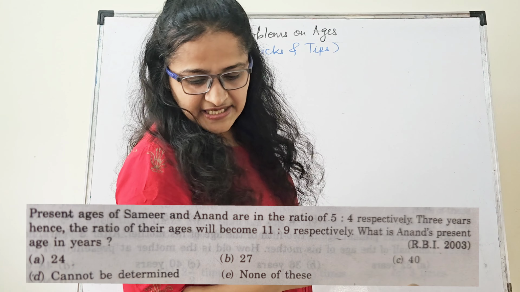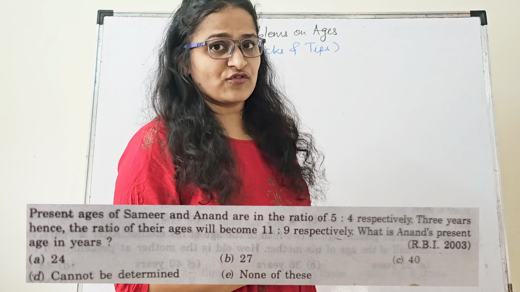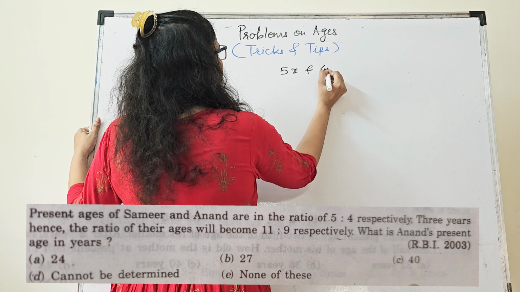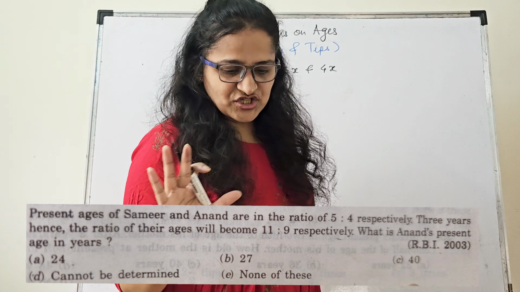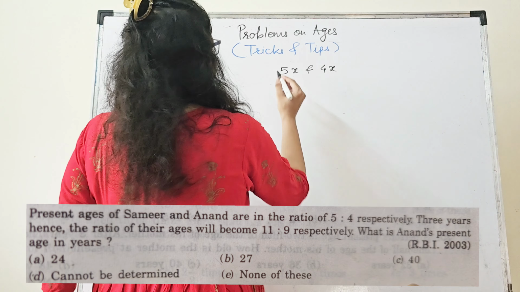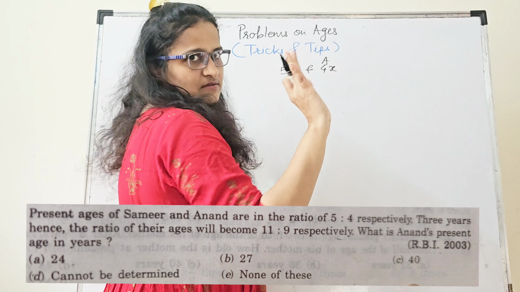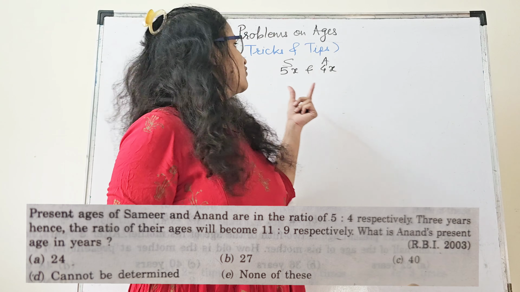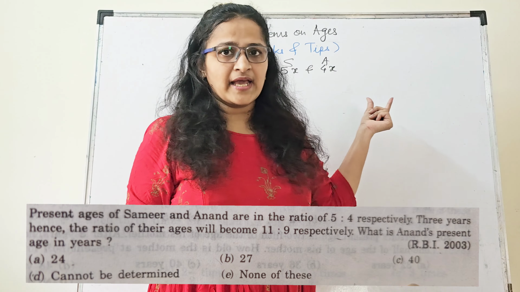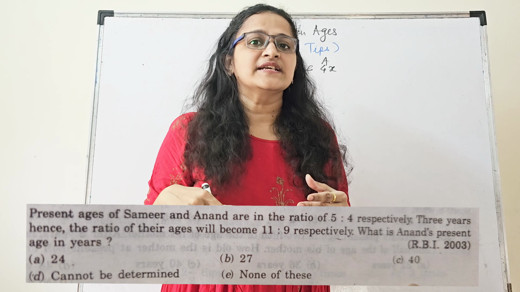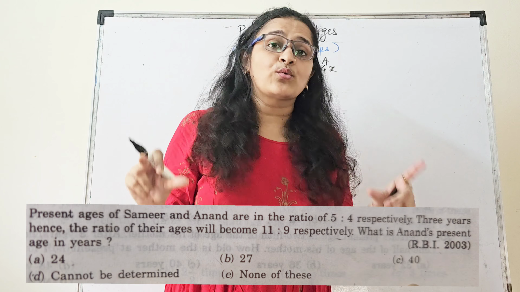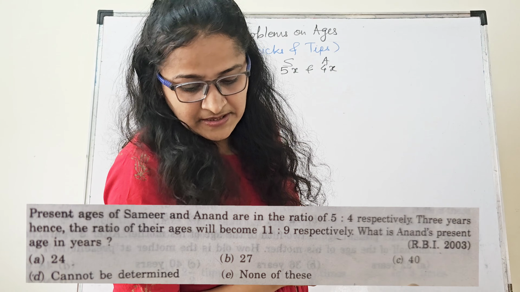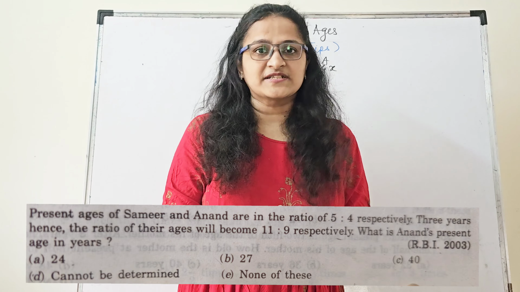Okay, so the present ages of Samir and Anand are in the ratio 5:4. So let's assume the ages are 5x and 4x, correct? These are the ages of Samir and Anand. So the first statement is used to form these variables, and then the second statement is going to be used to form the equation, and then we are going to solve that equation. So what is the second statement? 3 years later the ratio of their ages is going to be something.